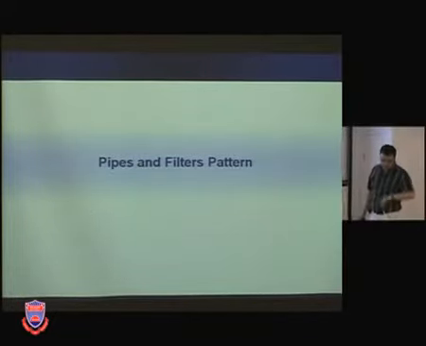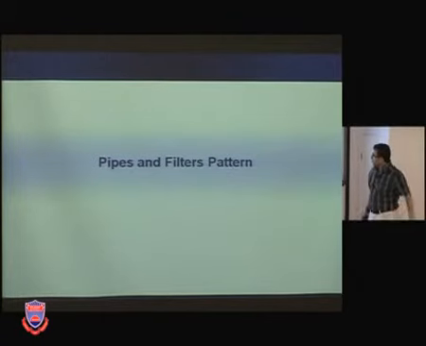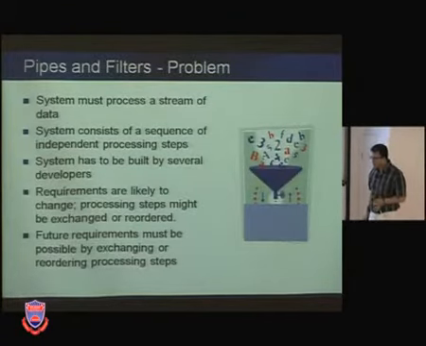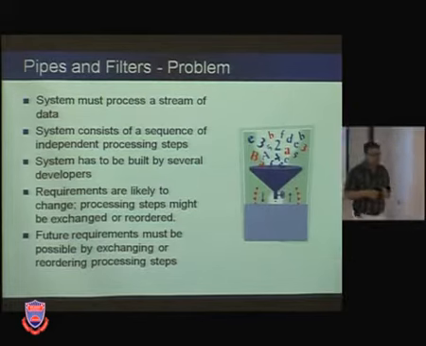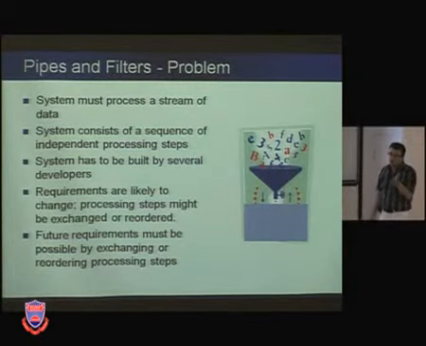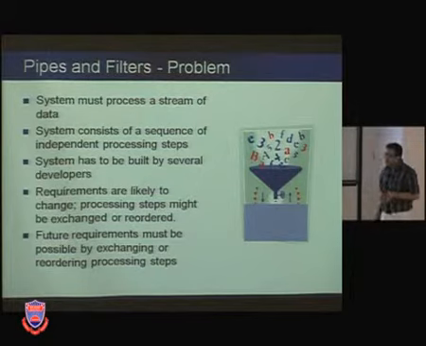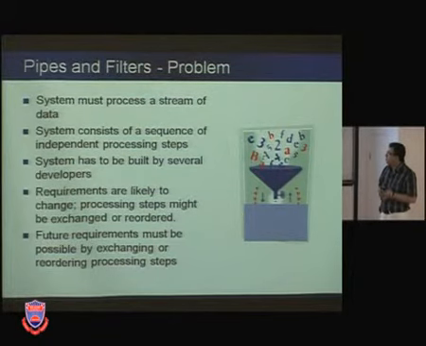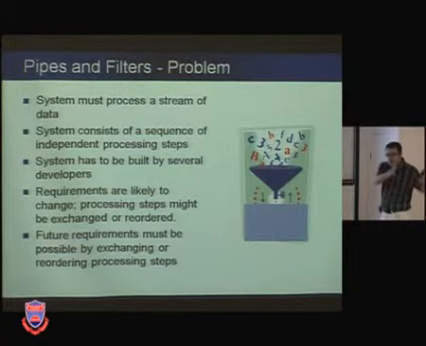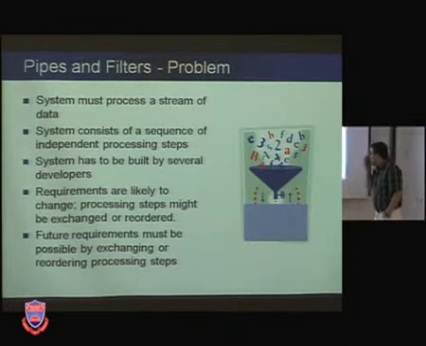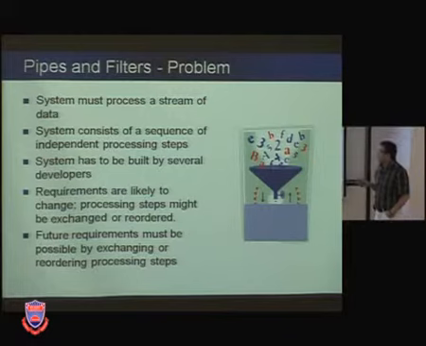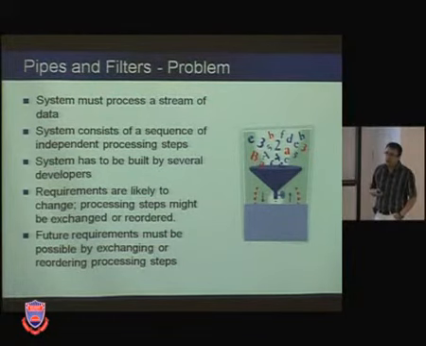Now let's look at the pipes and filters pattern. That's the second pattern. What's the problem here? You have a system, and the system must process a stream of data. Typically such systems consist of a sequence of independent processing steps. You get as input a stream of data, and you have some independent processing steps. The system has to be built by several developers, and requirements are likely to change. That means the processing steps might be exchanged or reordered.